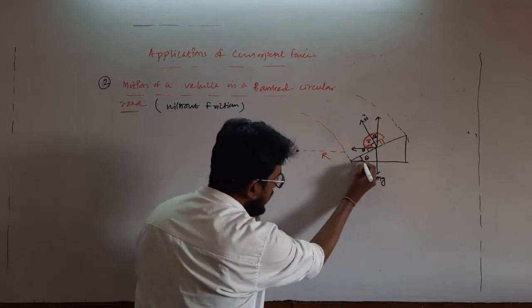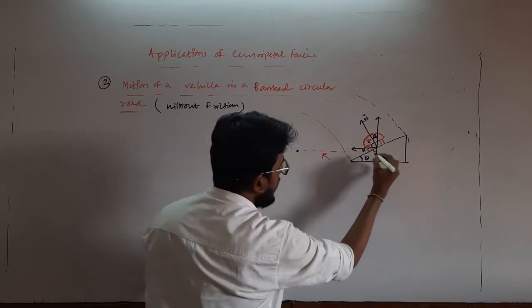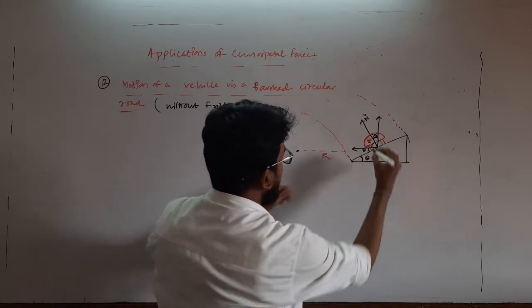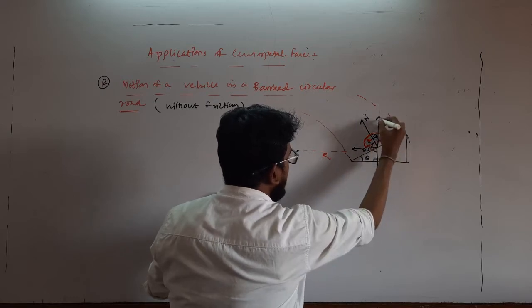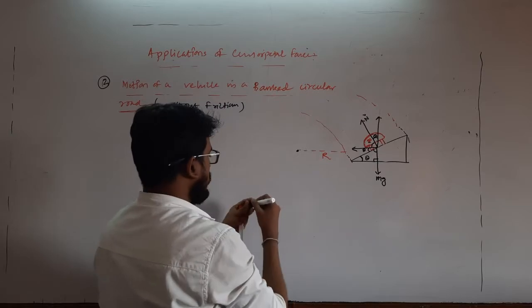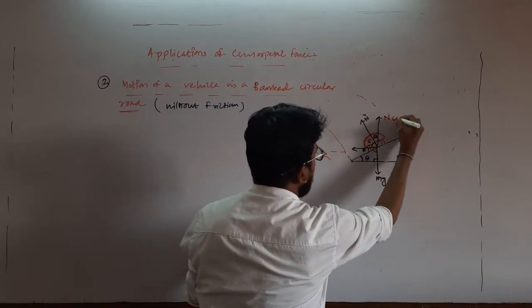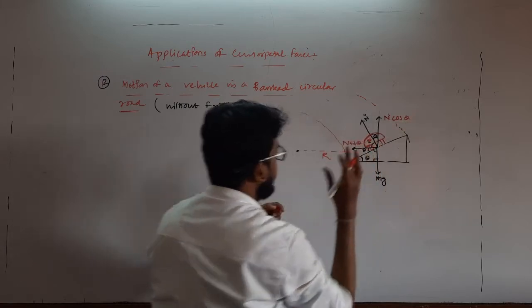Clear? This is theta. This is 90 degrees. So this angle will be 90 minus theta, and again the complete angle will be 90. So this angle will become how much? Theta. And again these two angles make 90. If this is theta, this will be 90 minus theta. Again these are perpendicular. If this is 90 minus theta, this angle will be theta. So the components of the normal reaction will be like this: N cos theta vertically upward, and N sin theta along this direction. Clear?